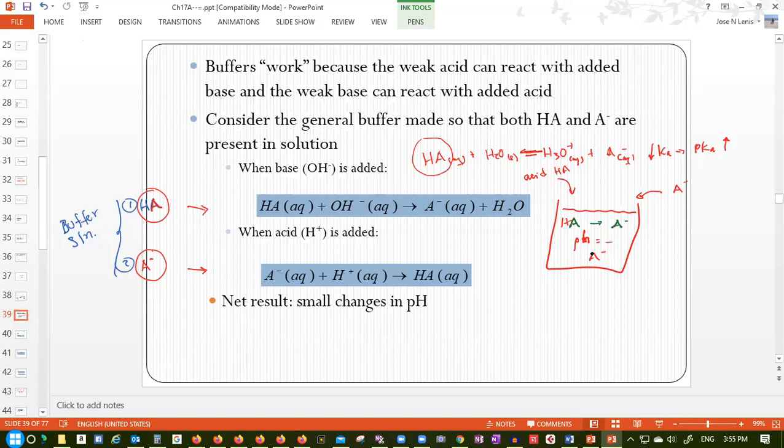But remember, you already have acetate ions there. What for? Just in case somebody else comes and by mistake adds some acid to that. So let's see what happens with the addition of some acid. Who's going to help counteract the extra addition of H plus?